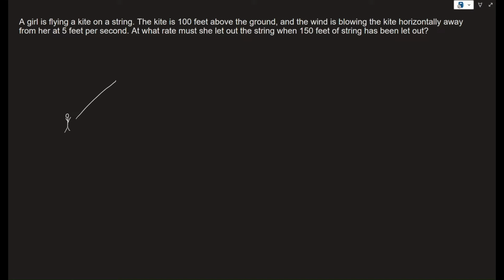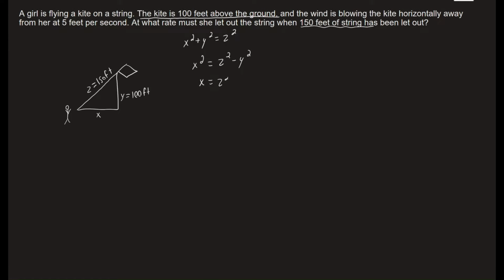So this is the girl and her kite. From this we could draw a triangle, and we could label it X, Y, and Z. It also says that she has let out 150 feet of string, so we could label that as Z. Now, before we go any further, we could solve for X. So now we could plug in 150 for Z and 100 for Y. And let's plug that in, and we get approximately 111.8. So that's X.